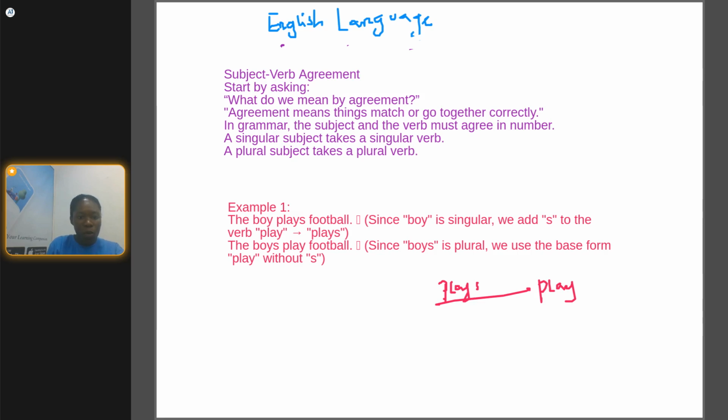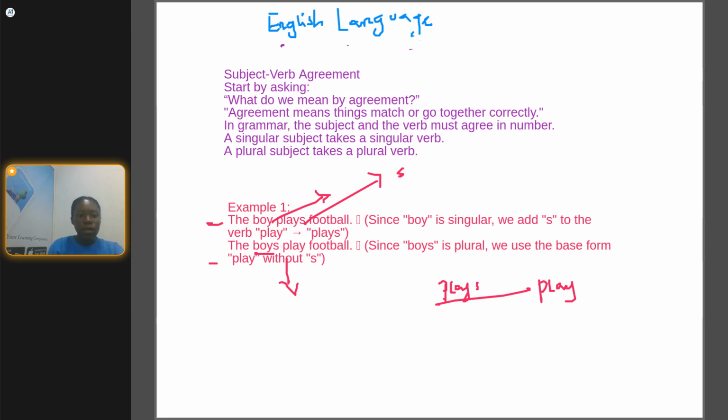Now you can see in this case, for example one, we have point one, we have point two. We have the boy plays football. So we have a singular subject, all right? And then we have this verb which s must follow. When you have a singular subject, we add s to the verb. And then when you have a plural subject, the verb does not carry an s.